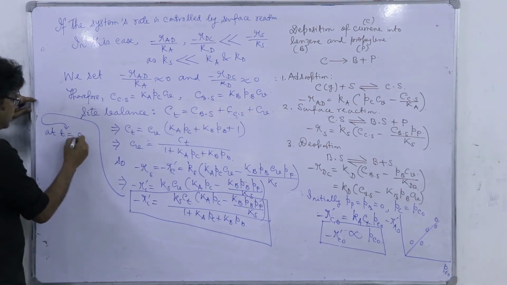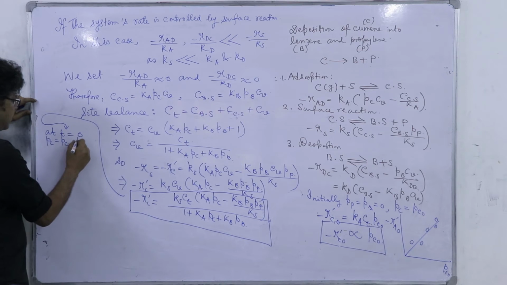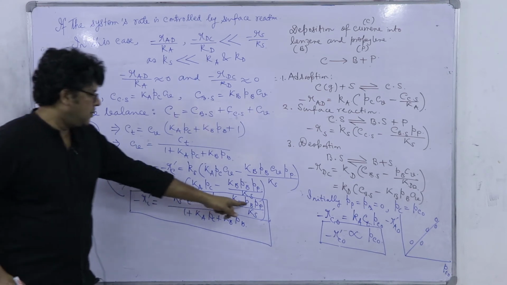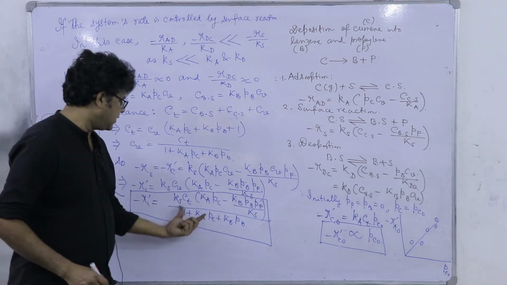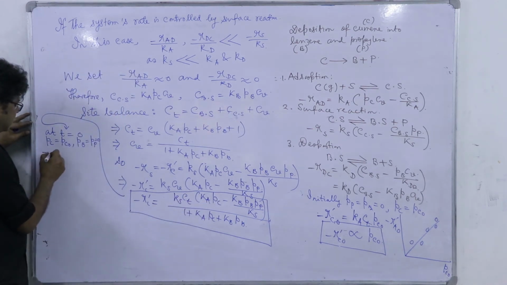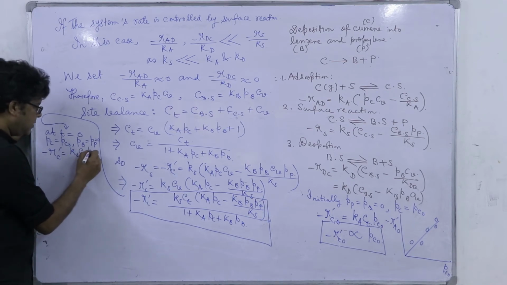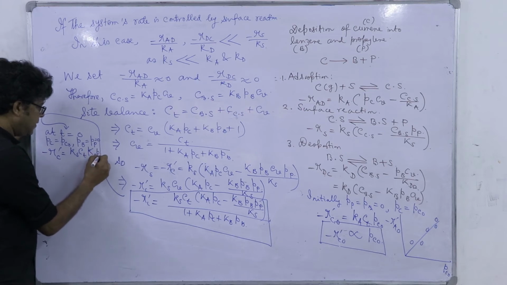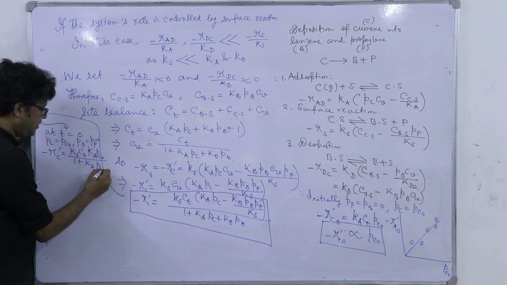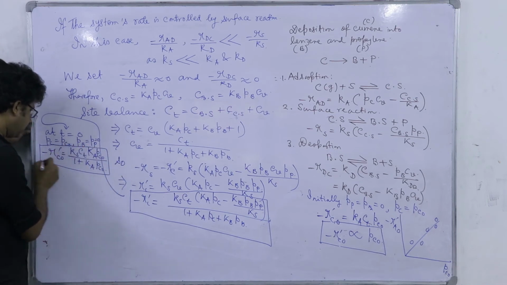at t equal to 0, we have Pc equal to Pc0, Pb and Pp equal to 0. So, this term is cancelling out, this term is also cancelling out, however, this will definitely remain. So, minus of Rc prime is equal to Ks Ct Ka Pc0 divided by 1 plus Ka Pc0. So, it is a kind of hyperbolic relation. Right.